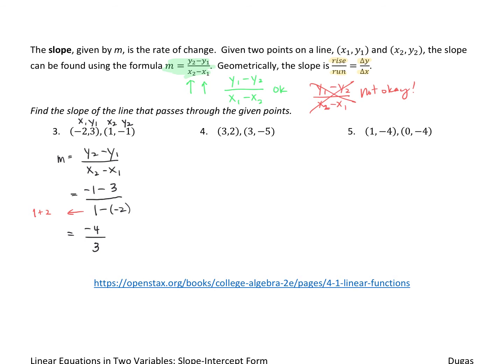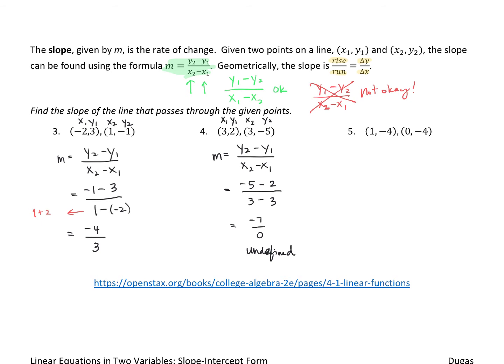All right, number 4, we're going to do the same thing. Again, if it helps to label your points, do that. Write down the formula that you're going to use, and then plug in your numbers. So y2 is -5 minus y1 is 2. x2 is 3 minus x1 is 3. So that will be -7/0. Remember, if 0 is on the bottom, that's not all right. That's undefined. So you have an undefined slope here.